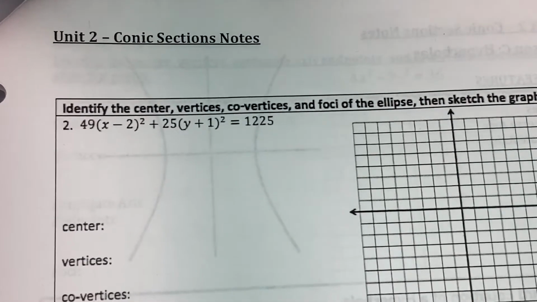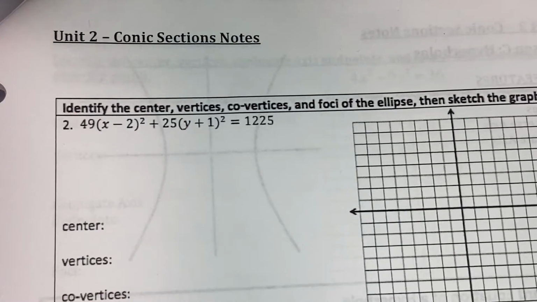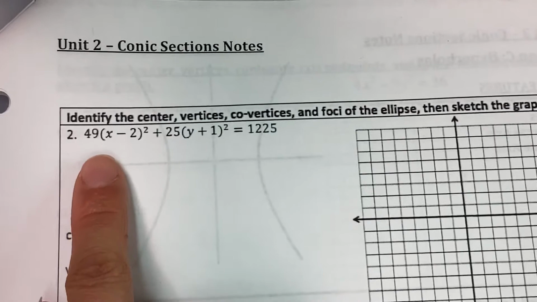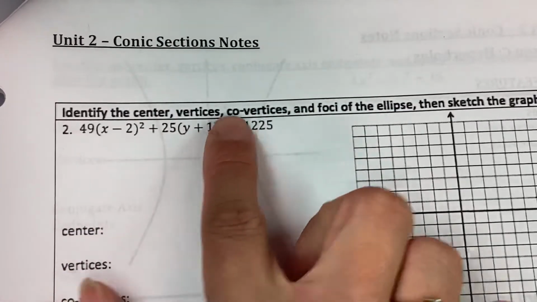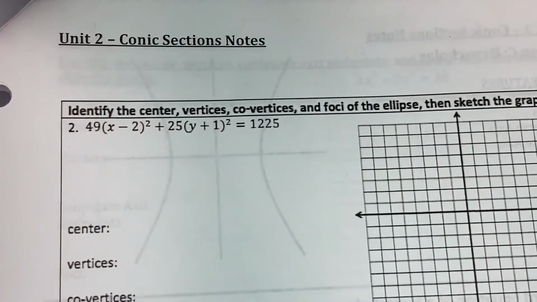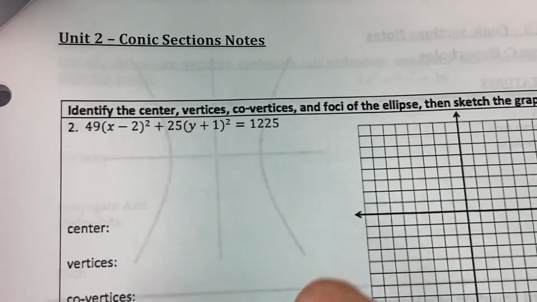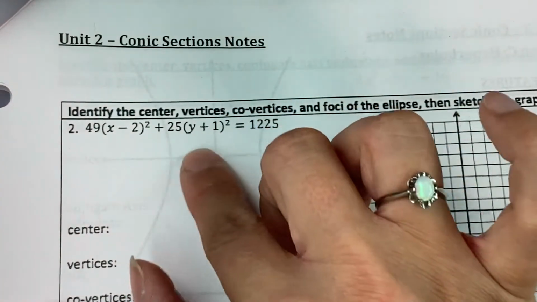In this video, we are back in the note packet on page 5, and we're going to do just a bit more explicit practice with ellipses. Now, as I'm looking at number 2, it's asking me to find the center, vertices, co-vertices, and foci of the ellipse, so similar to what we did in the practice set. But I want you to take a look at this equation.